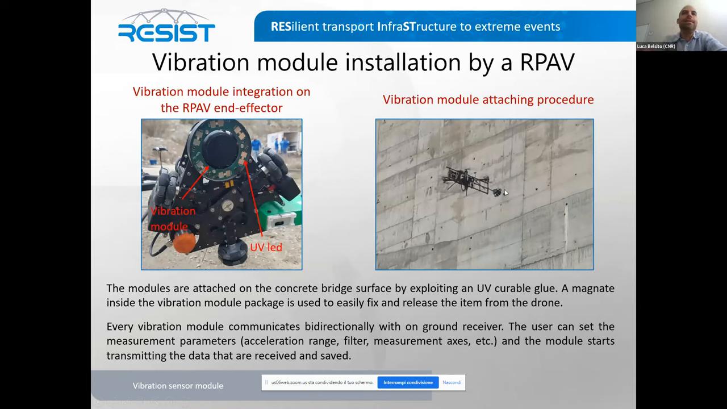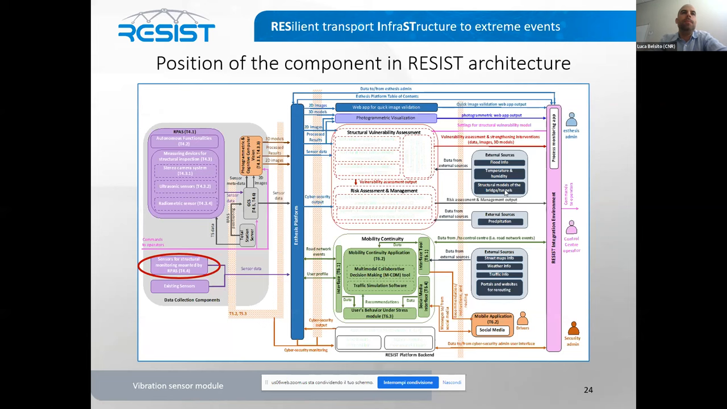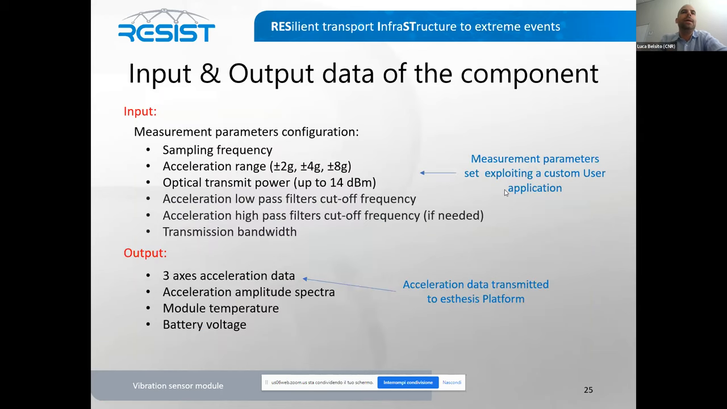After the module is attached to the wall using the UV curable glue, it starts to communicate with the ground control station. In this case, the module can transmit the data directly to the STC platform, but we can also have a real-time acquisition of the data by exploiting a user application on the ground control station.